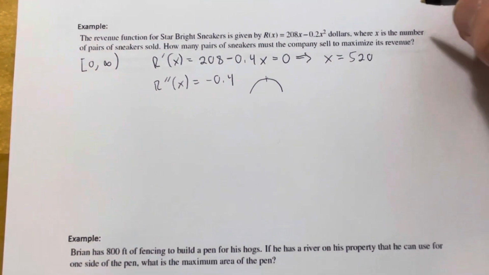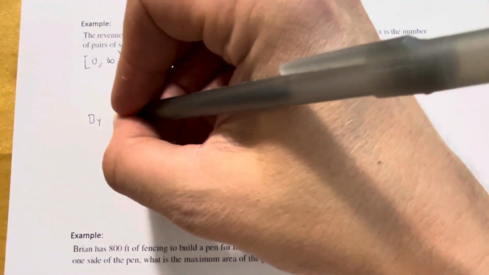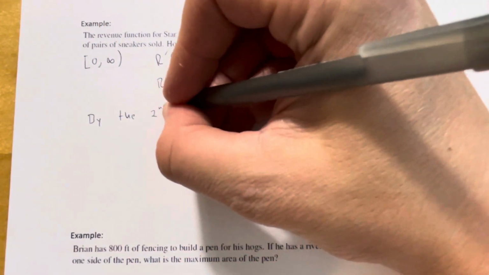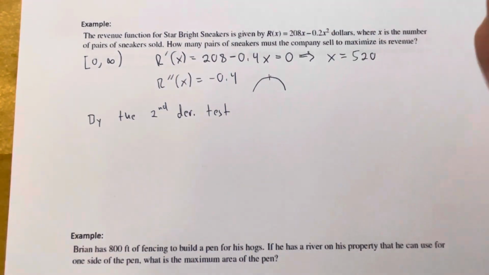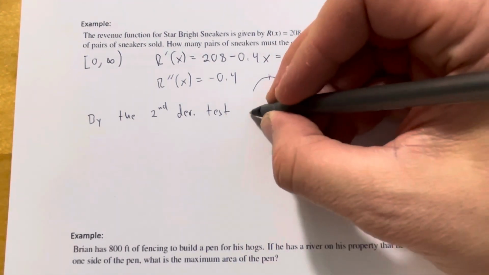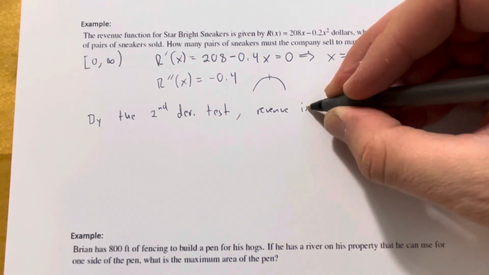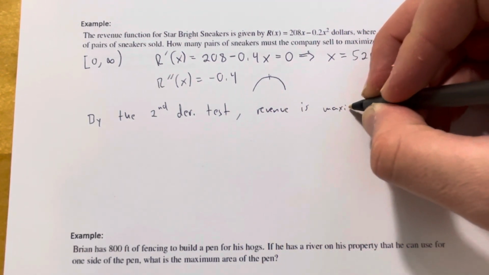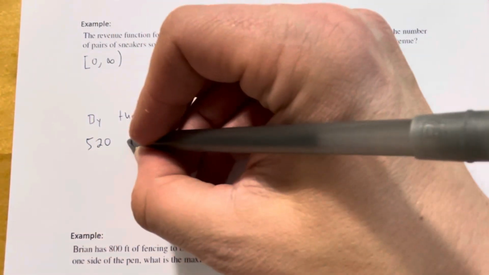So we can say that by the second derivative test, revenue is maximized when 520 pairs of sneakers are sold. I'll just say pairs are sold.